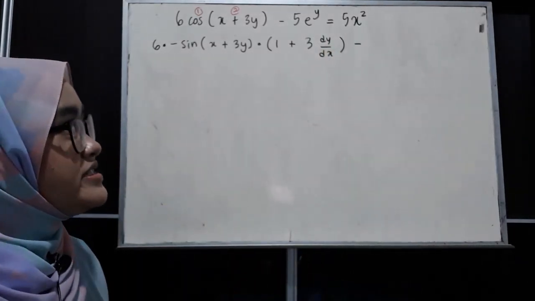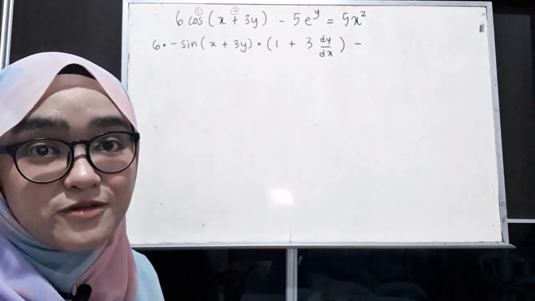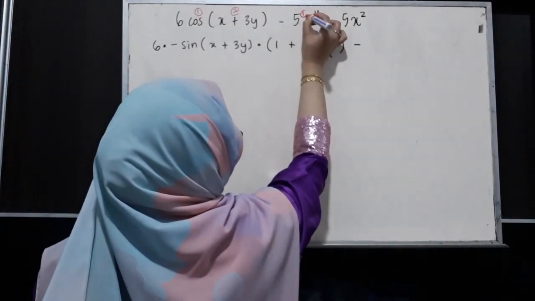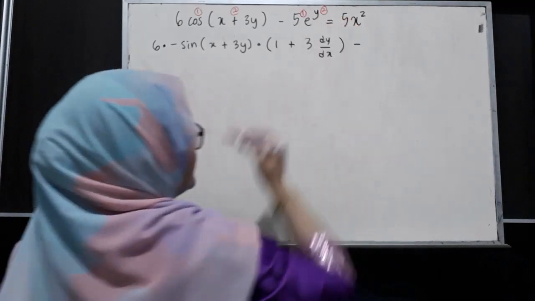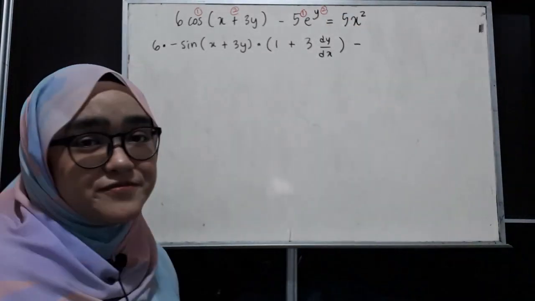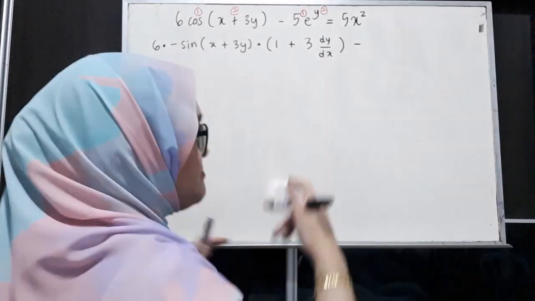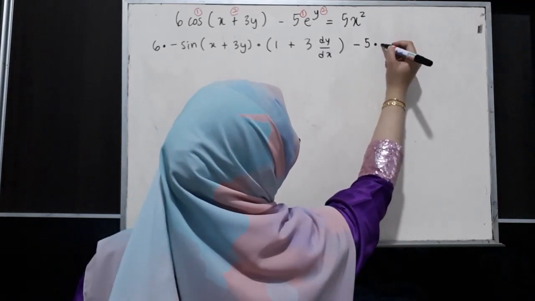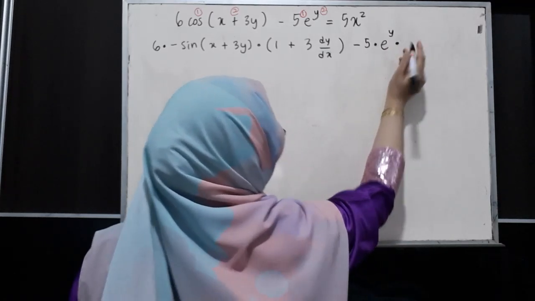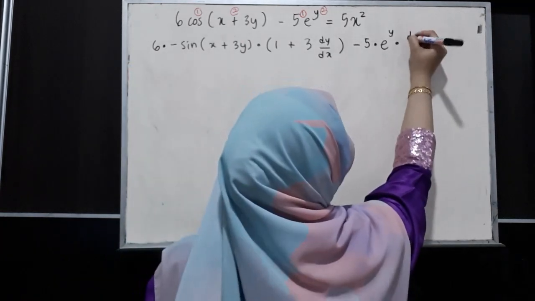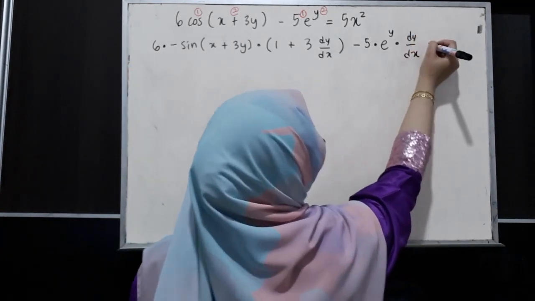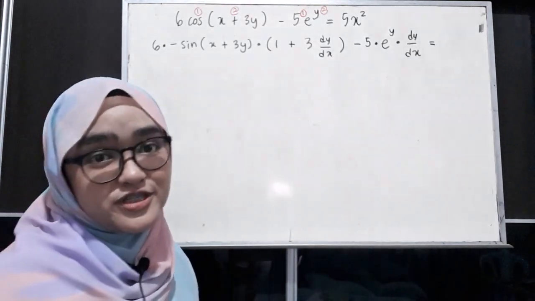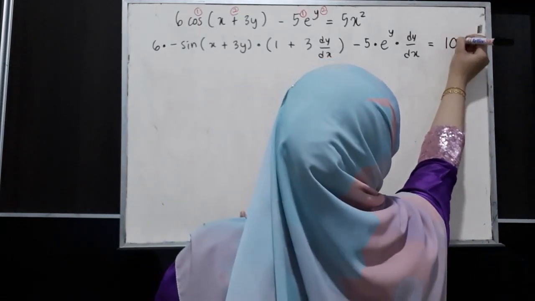Now we want to differentiate negative 5 e to the power y, which is another composite function. Number 1, differentiate the exponent, and number 2, differentiate y. Negative 5 as coefficient will remain the same. So, negative 5 multiply differentiate exponent, we get e to the power y. Multiply differentiate y, we get dy over dx, equal. Now, we want to differentiate 5x squared, which equals 10x.